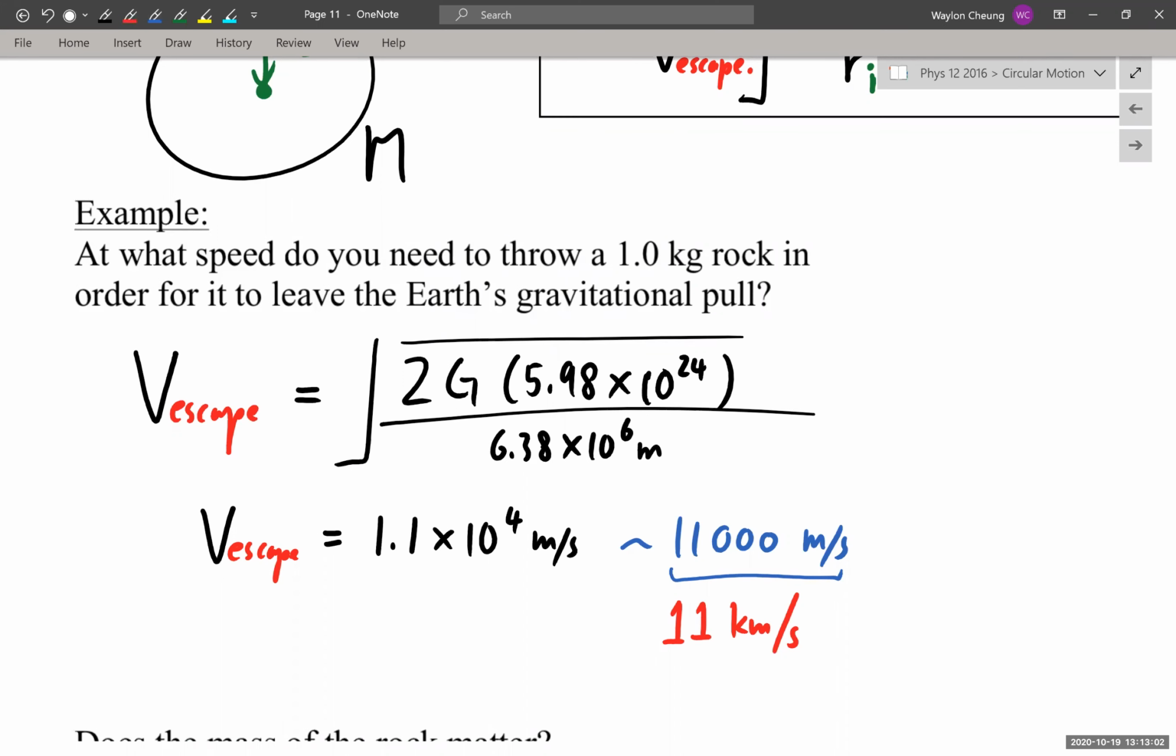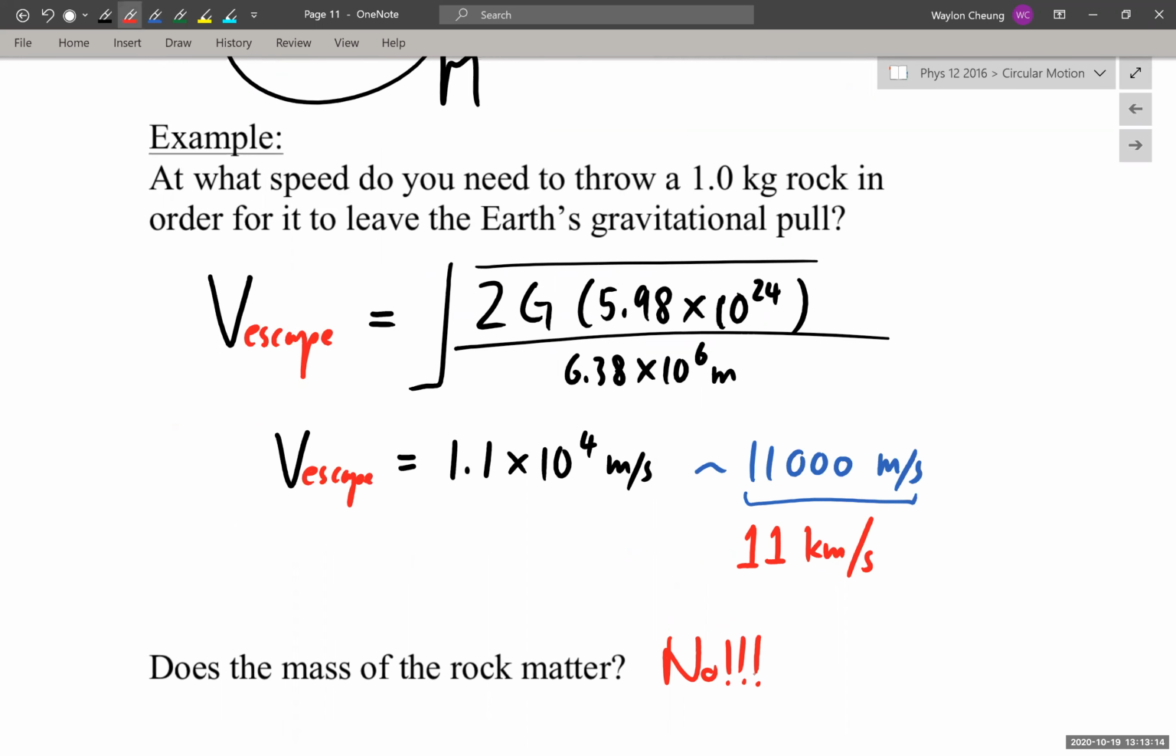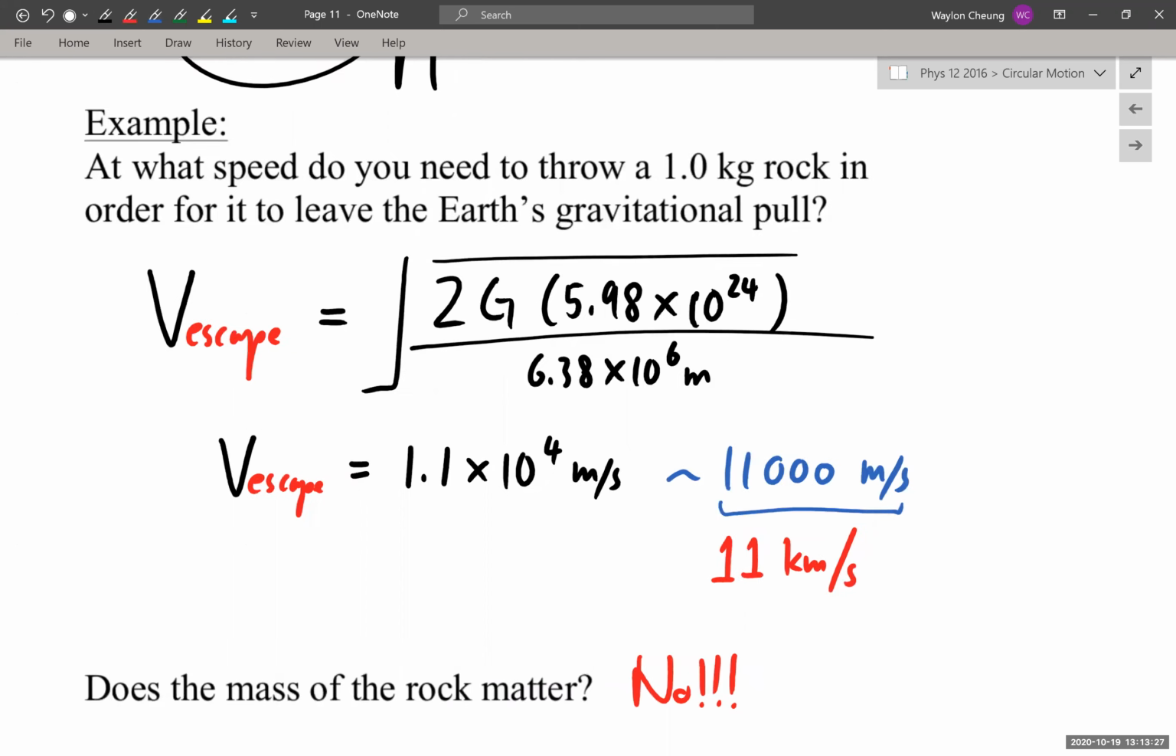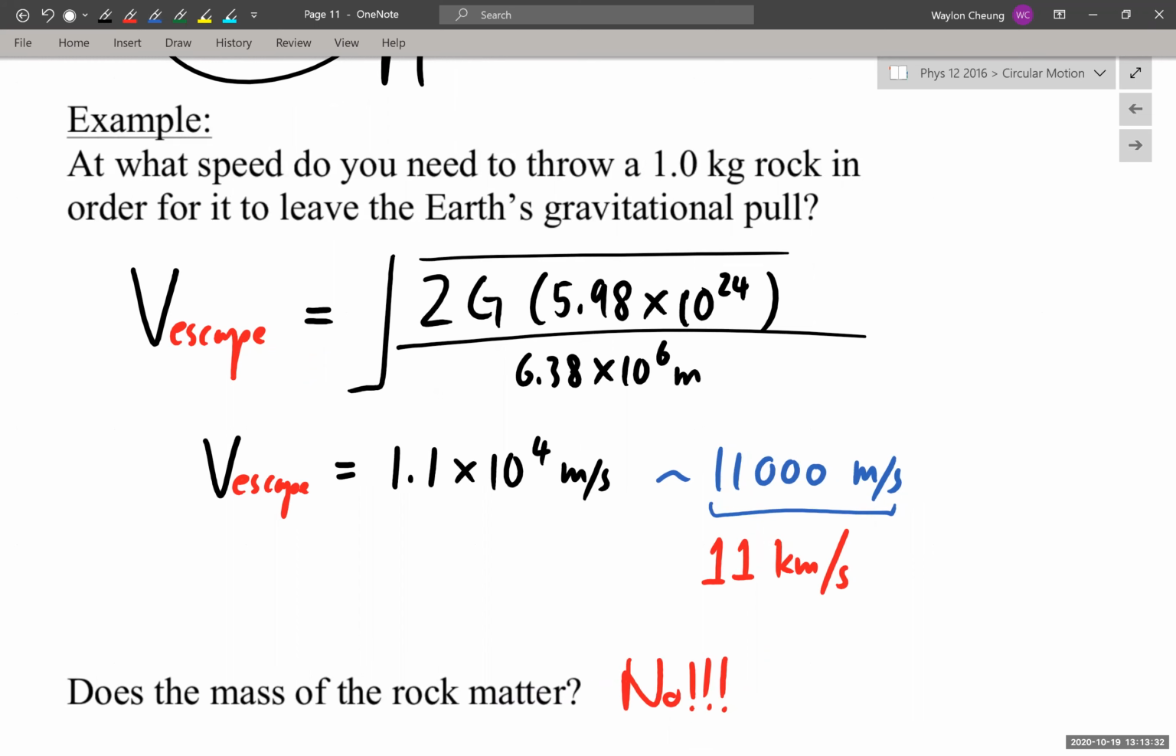Now, does the mass of the rock matter? Nope. That's what we were talking about. The mass of the object itself doesn't matter, which is a very fun fact. You can send whatever you want, and the speed is approximately 11 km per second for everything. Imagine how you would do it for Mars, Jupiter, or another planet. The only thing that will change is the mass of the planet that you're escaping from and the distance you're escaping from, so the radius of the other planets.